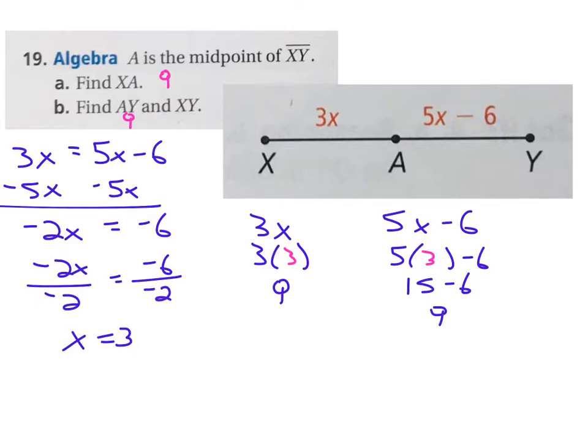And XY is just the sum of the two of them, so the sum of the two of them together is 18. So we have this answer here for A and these two answers here for B for 19. Let's go to the next slide.